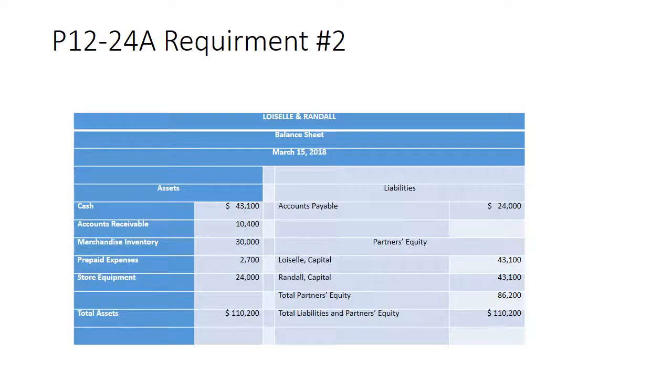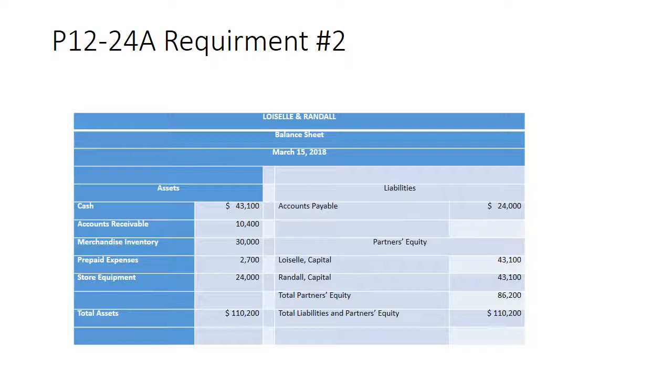In requirement 2, they want us to prepare a balance sheet immediately after the point the partnership is formed. Well, we would look at those prior journal entries we just made. You could set up T accounts. Those are the only assets, liabilities, and capital. There's no revenues and expenses at this point that the company will have. So the assets, the cash would be at $43,100. That's how much Randall put in. Accounts receivable would be the $10,400, inventory $30,000, prepaid expenses $2,700, and the store equipment $24,000. So the total assets in the business $110,200.